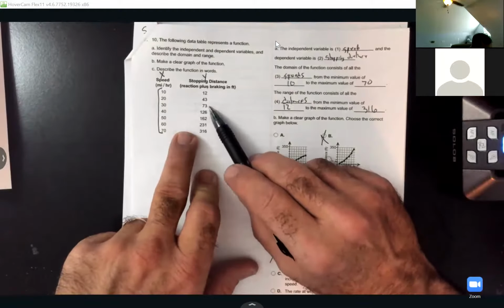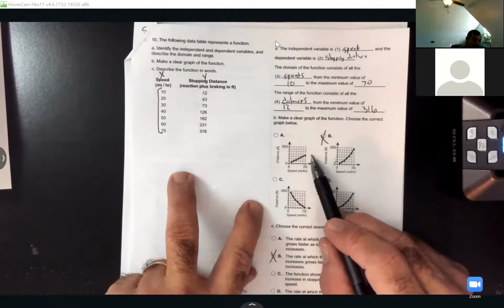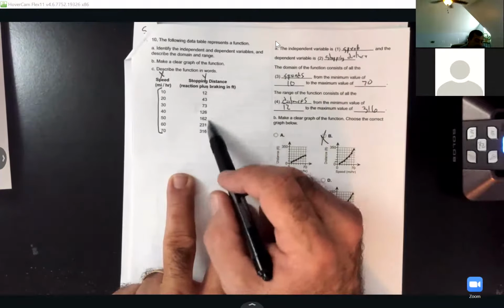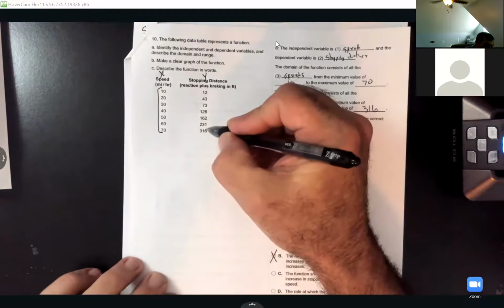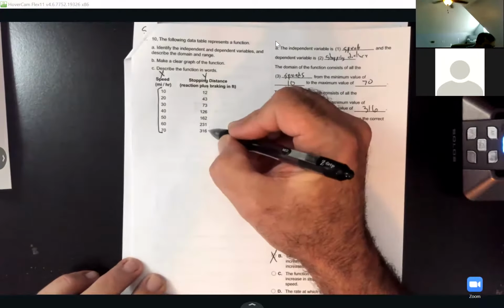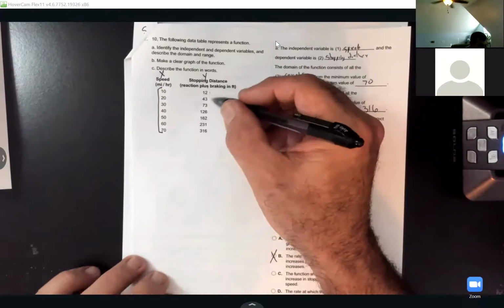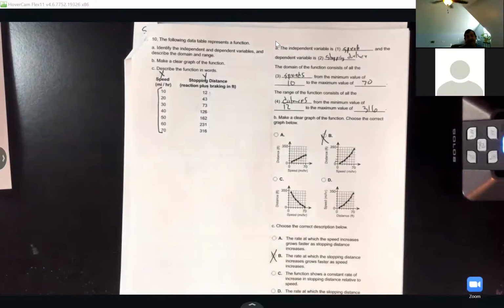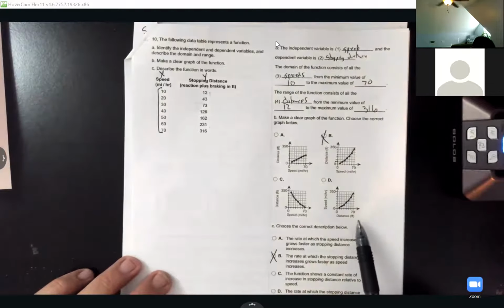But notice, some of these have bigger distances in between them. So it's not going to be a straight line like that because every one of the distances is not a multiple of that speed. Because from 60 to 70, this thing went up almost 100 feet. Well, from 10 to 20, it's only going up about 30 feet. So your line has to sort of curve a little bit as you're going to the right. So I'm trying to see what was the difference on this one here.